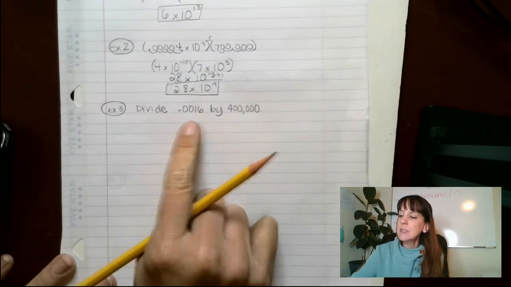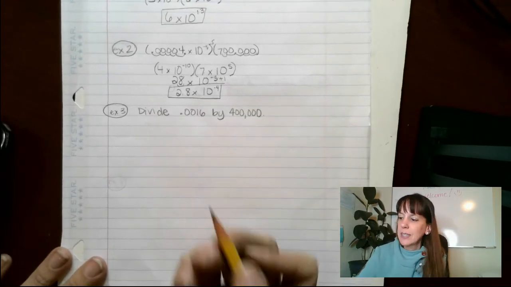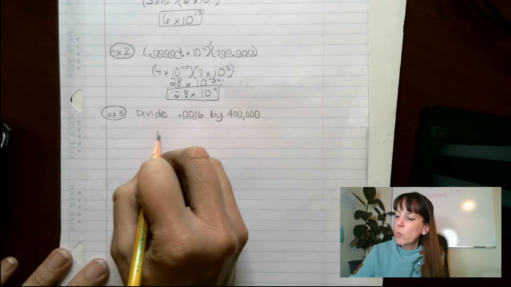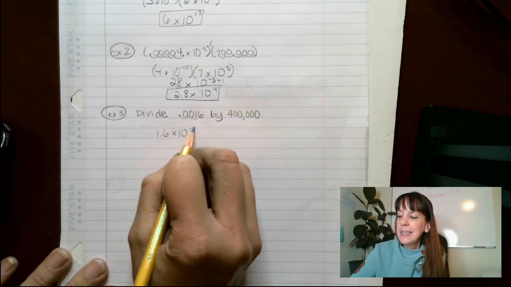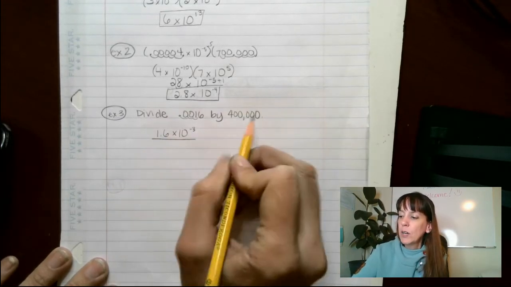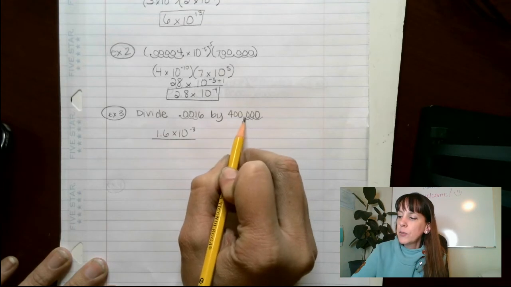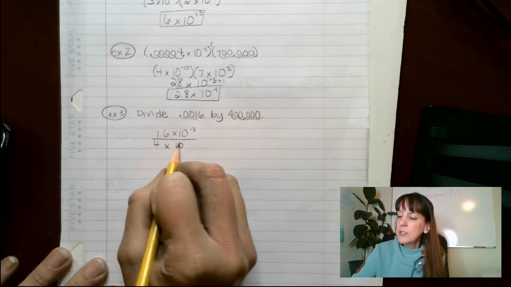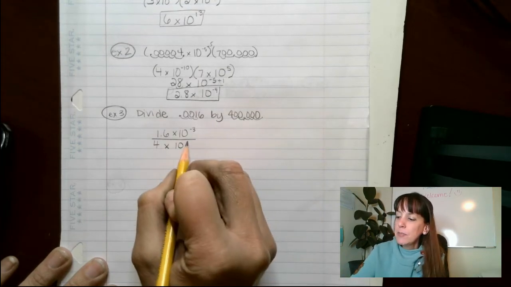All right, divide this by this. Well, first things first, let's put it in scientific notation. 1, 2, 3 spots over. So it's going to be 1.6 times 10 to the -3 over 1, 2, 3, 4, 5, 4 times 10 to the, and this is going to be to the 5th power.